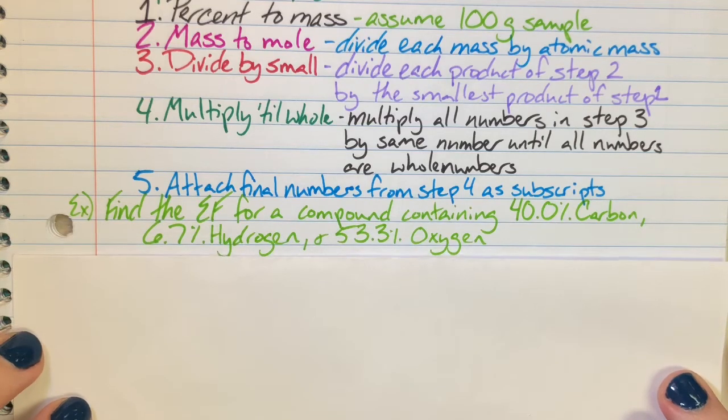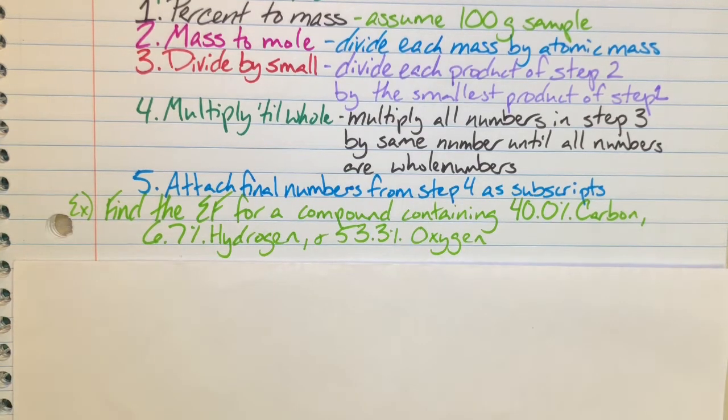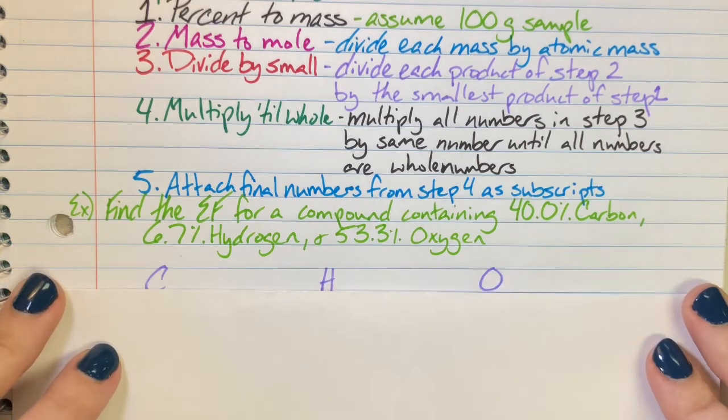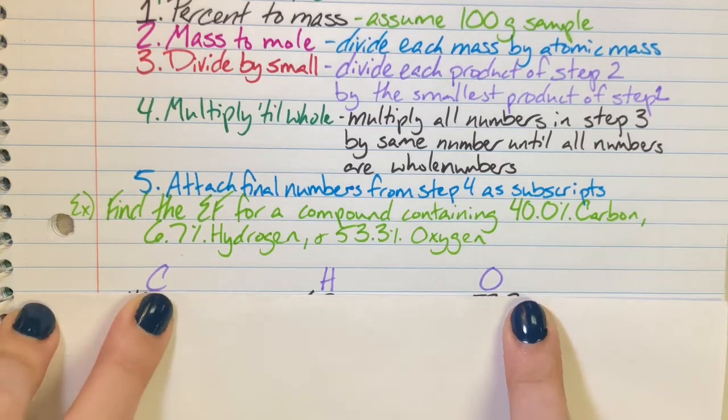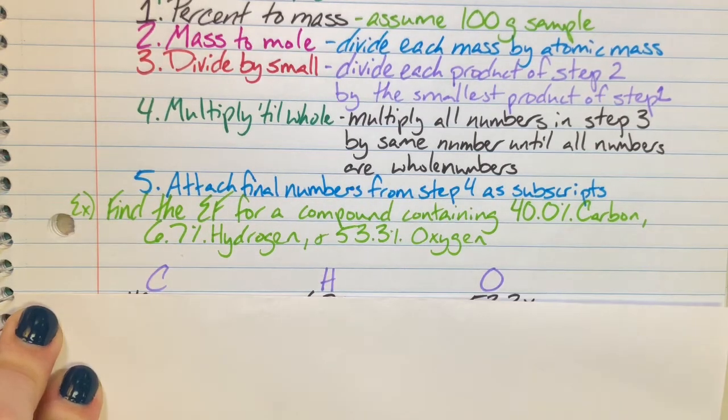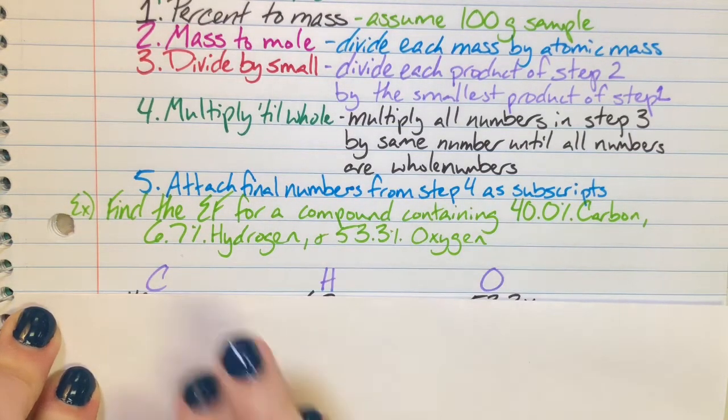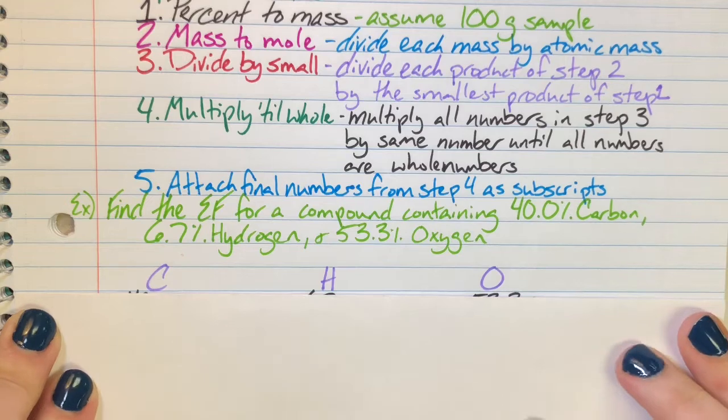So we are going to be finding the empirical formula for a compound that contains 40.0% carbon, 6.7% hydrogen, and 53.3% oxygen. What I like to do first is write out all of the elements, and that way I can keep them in table format, and they are all within the same column, so I don't end up getting them mixed up or anything like that.